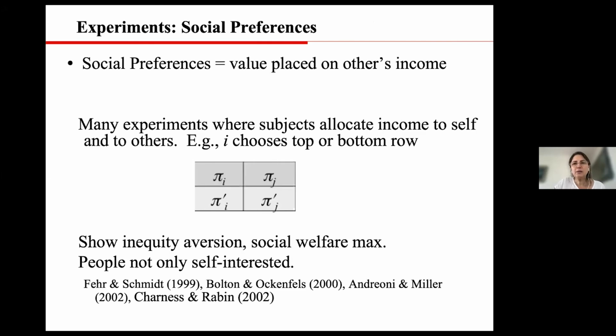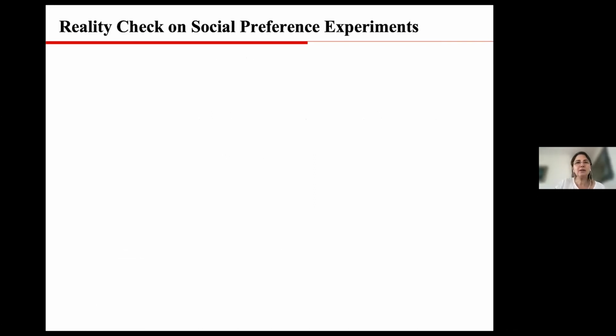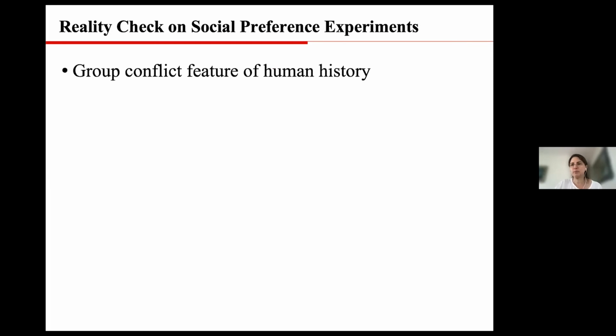Now, you might say, oh, that's kind of interesting, right? People are not only self-interested, they're also inequity averse, and they're also trying to maximize the whole pie. That's wonderful. People are really great, aren't they? But let's do a reality check on those social preference experiments.